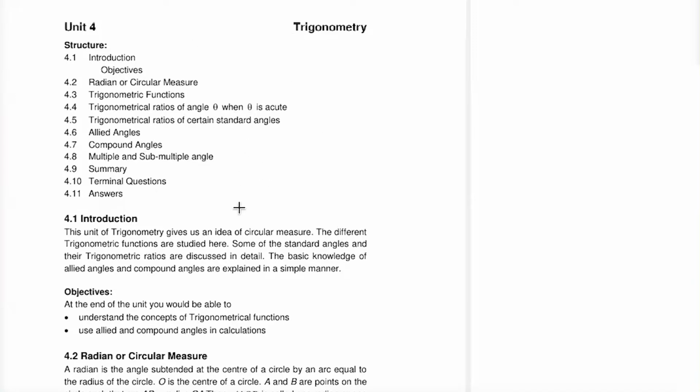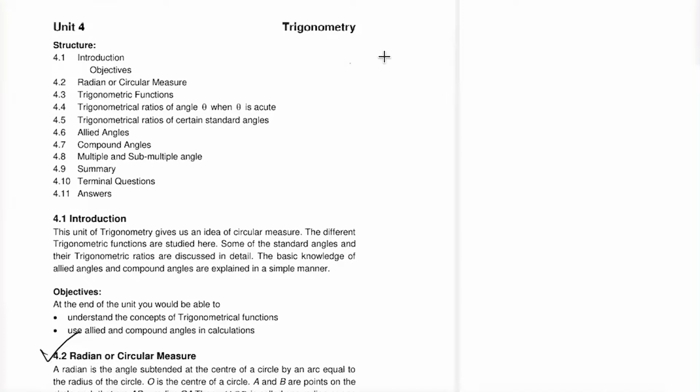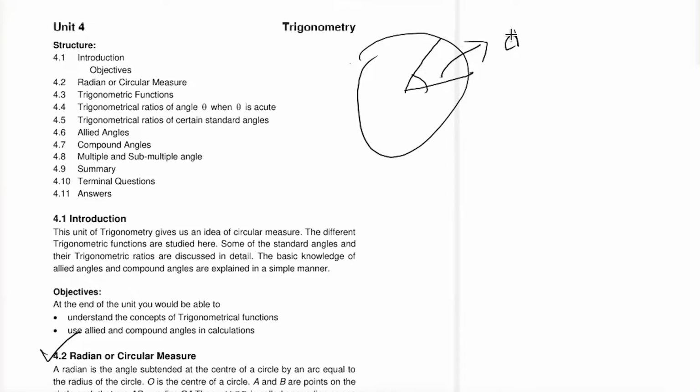So basically, first we have to see angle measurement. There are two types of measurement in our trigonometry, in our mathematics. Suppose there is a circle. If I want to measure any angle of the circle, then we have two units. One is called degree, and the other is called radian. Just like we have meter, kilometer, these are units. These are also units, degree and radian. So what is the difference between degree and radian?